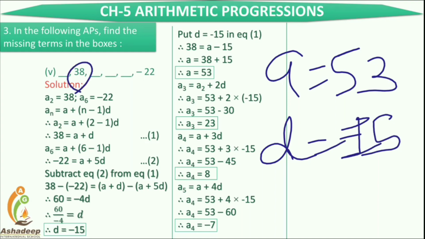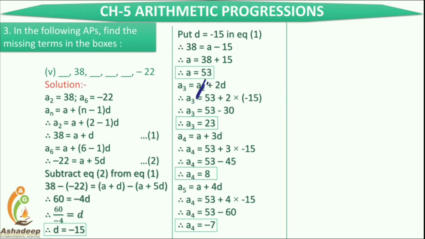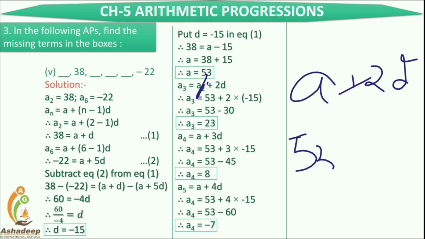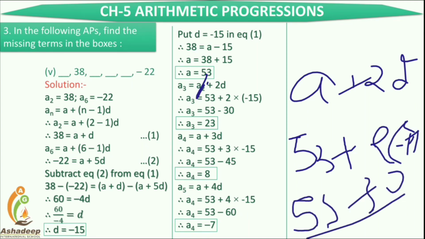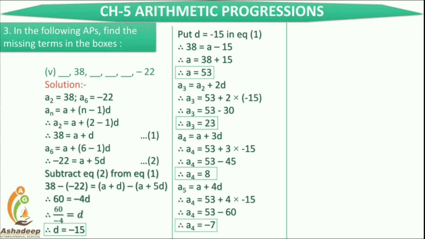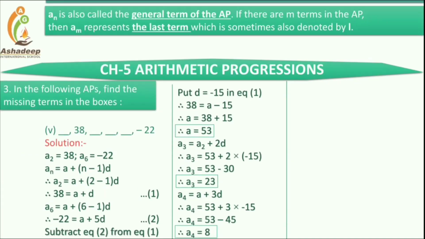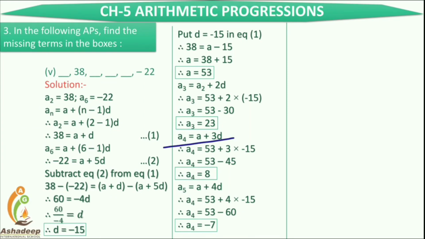Now what to do? The second one I already have available. Now what will we do? A3. What will A3 be? A2 plus D, or you can say A plus 2D. It is not the 2 exactly, it is the A plus 2D. So what is the value of A? A is going to be the 53 plus 2 into minus 15. So it is 53 minus 30 and whatever the answer is, 23. Similarly for A4, A plus 3D. Now you put the value and will get the answer. Similarly for the A5 and you will end up with the answer.